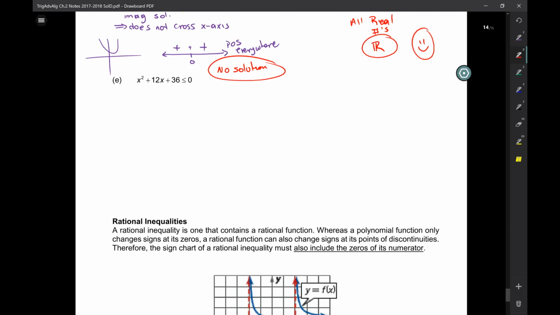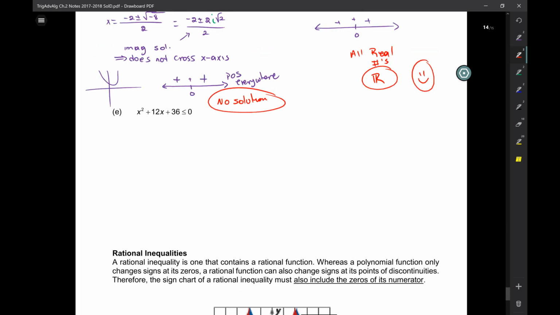Okay, let's factor this. This is another special case. Can we factor it? Yeah, we can. X plus 6, x plus 6. So that's the middle school way of writing it. We like to write it (x plus 6) squared less than or equal to 0.